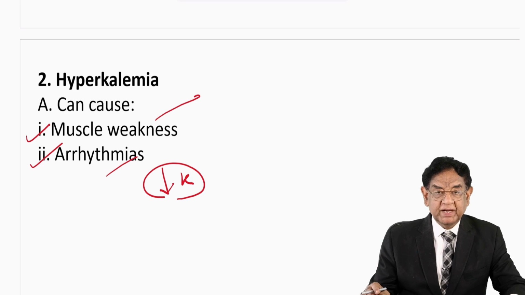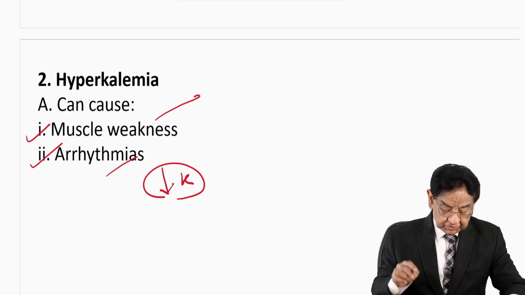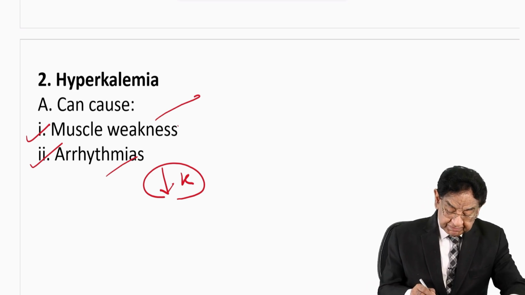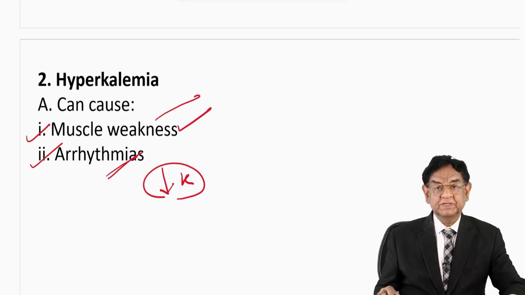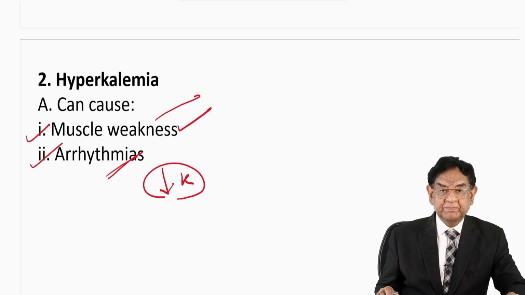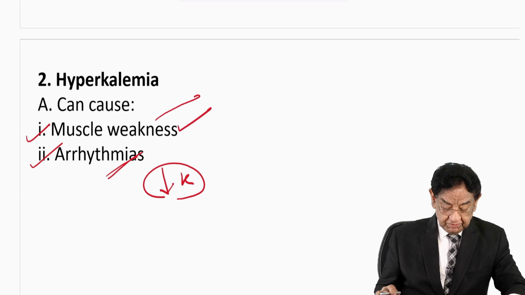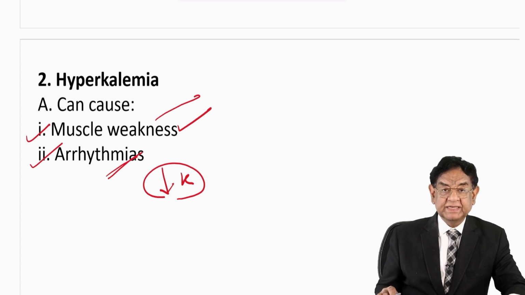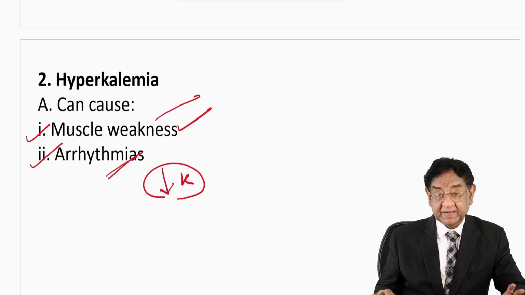Well, I'm sure by now you have written it. Yes. So, again, you see muscle weakness and arrhythmias. Point to be noted: in hyperkalemia and hypokalemia, the features are the same. They both lead to muscle weakness and arrhythmia. Details you can see in my lecture on electrolyte imbalance. What is the mechanism of this?